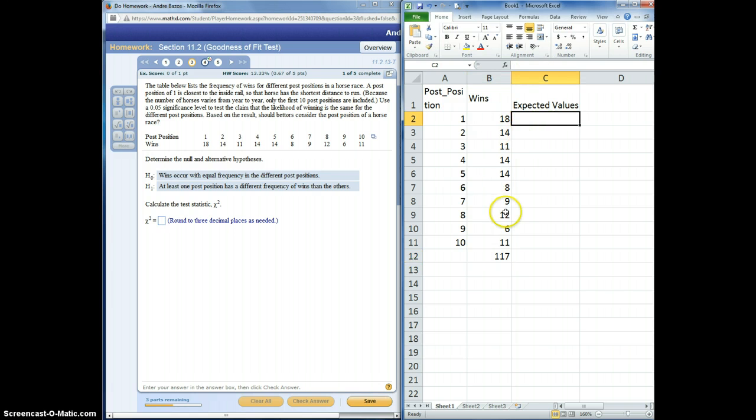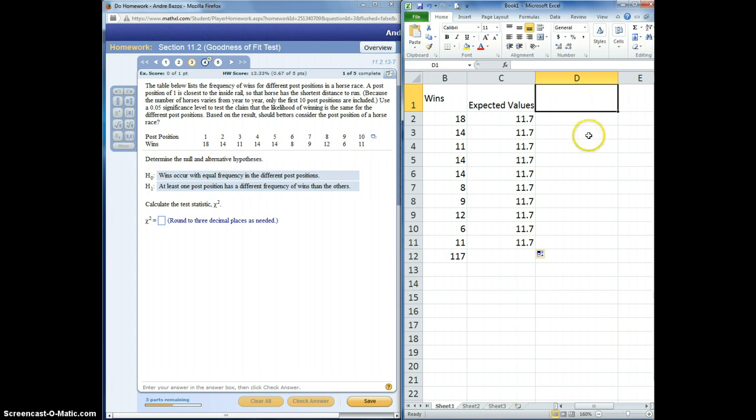If I split that up between 10 different positions, I would get 117 divided by 10, which is 11.7. So 11.7 all the way down for the expected values. For position one, I would expect 11.7. Position two, I would expect that many wins to occur, or around that.